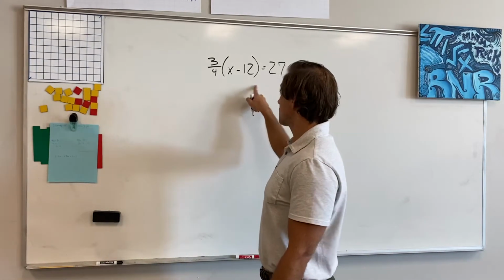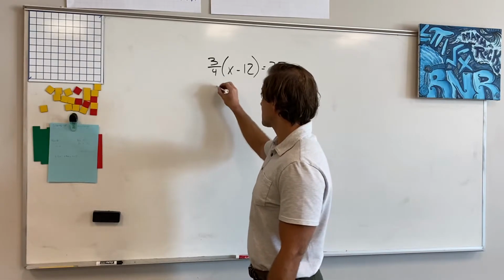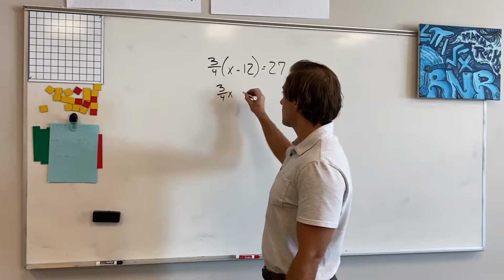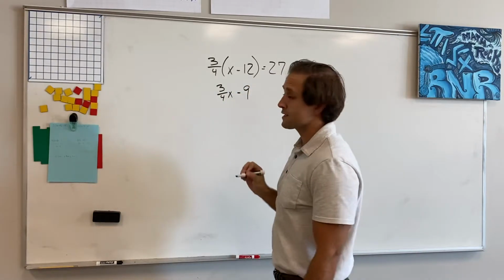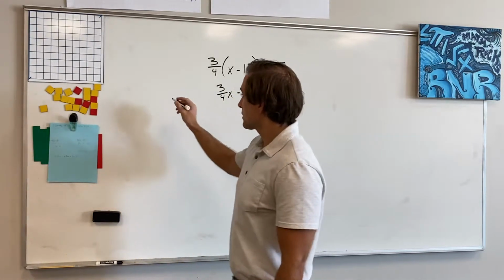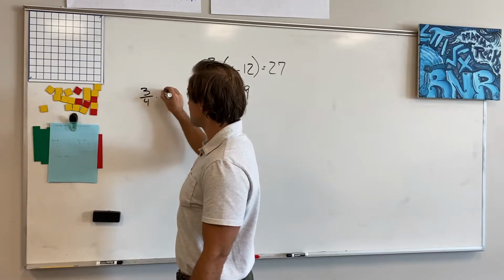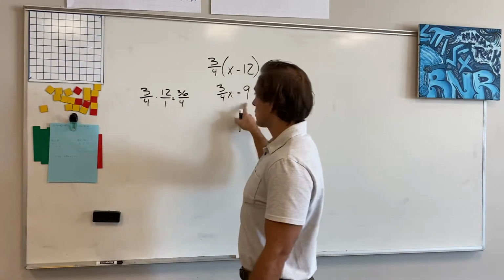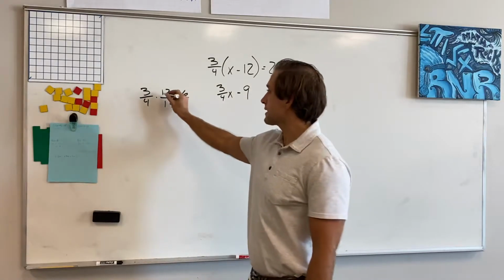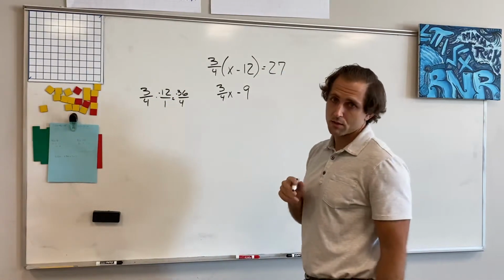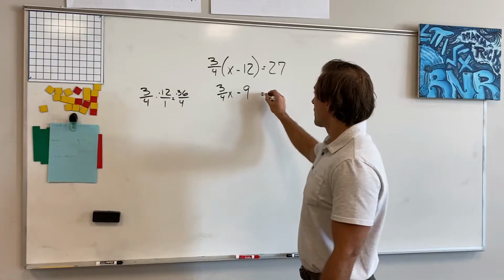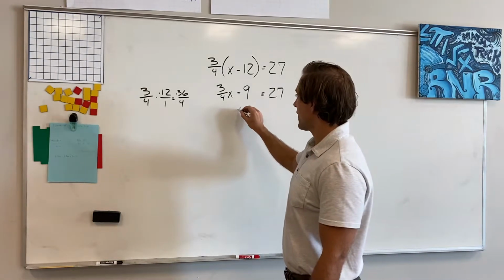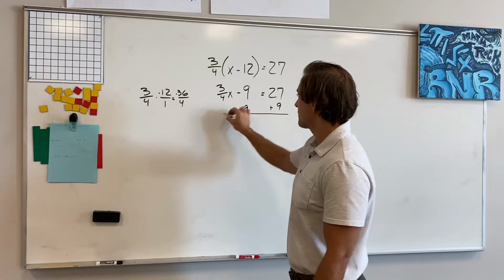We are going to distribute. 3/4 times x is 3/4 x. And 3/4 times minus 12, or negative 12, is going to be a negative, or a minus 9. And you could come over and do that multiplication if you needed to. 3/4 times 12, that's 12 over 1, is 36 over 4, or 9. And remember that that's negative, so your answer is going to be negative. That's equal to 27. Now, my next step, I want to add 9 to both sides of the equation.